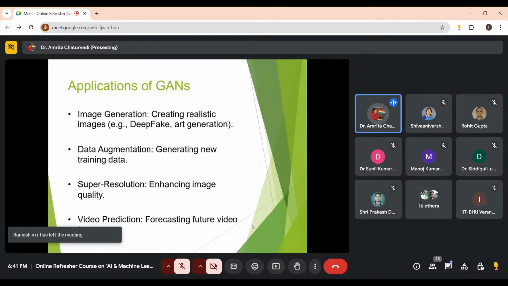So this finds application in image generation, like creating realistic images, and art generation, data augmentation, generating new training data, super resolution, that is enhancing image quality, even changing black and white videos into colored videos, and video prediction, like forecasting future video frames, and so on.